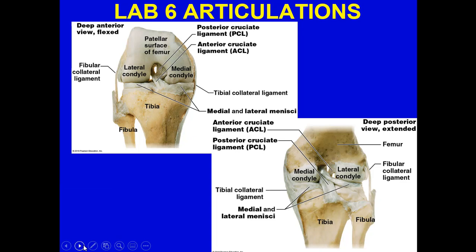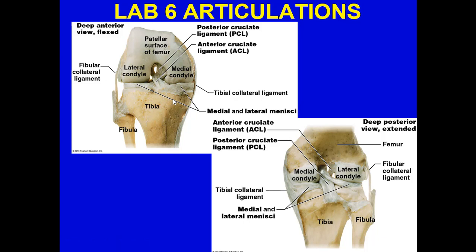Now, if you start stripping away all the ligaments and such, you're going to see what's underneath. In the deep anterior view, flexed, you will see the presence of the fibular collateral ligament, the tibial collateral ligament, but what's even more important are the lateral and medial condyles, the lateral and medial menisci, and then really the posterior cruciate ligament and the anterior cruciate ligament. And when I say cruciate, they kind of form an X. Okay? That's what you need to keep in mind.